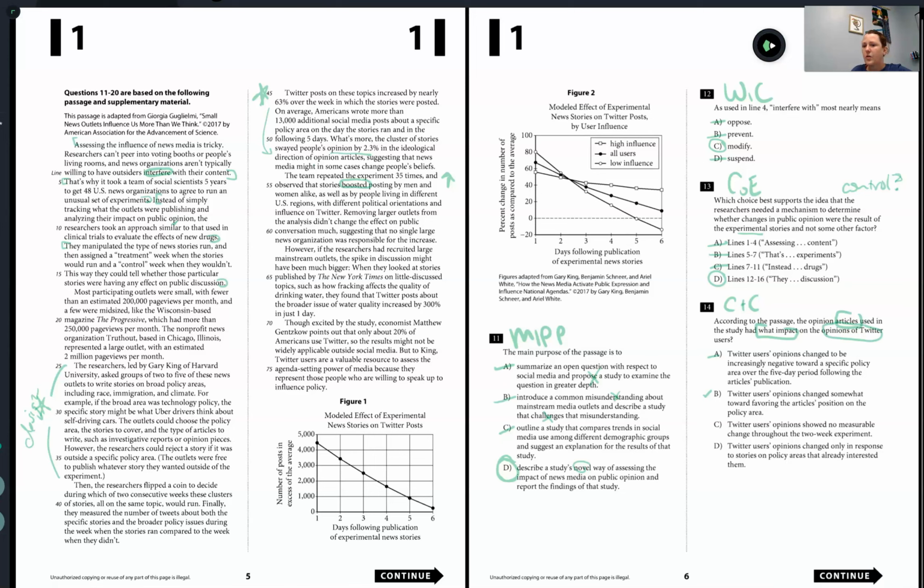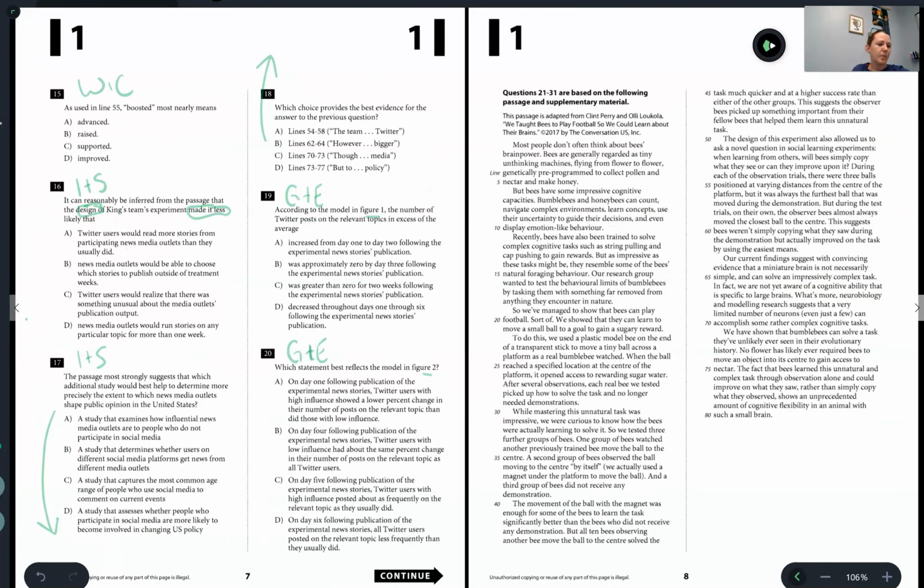Twitter users' opinions showed no measurable change. Okay, we did see a change. Twitter users' opinions changed only in response to stories on policy that they already were interested in. We don't see what those stories necessarily were, so B is the answer. Looking at number 15, we said that the word boosted meant increased. The closest connection to increase we have here is raised.